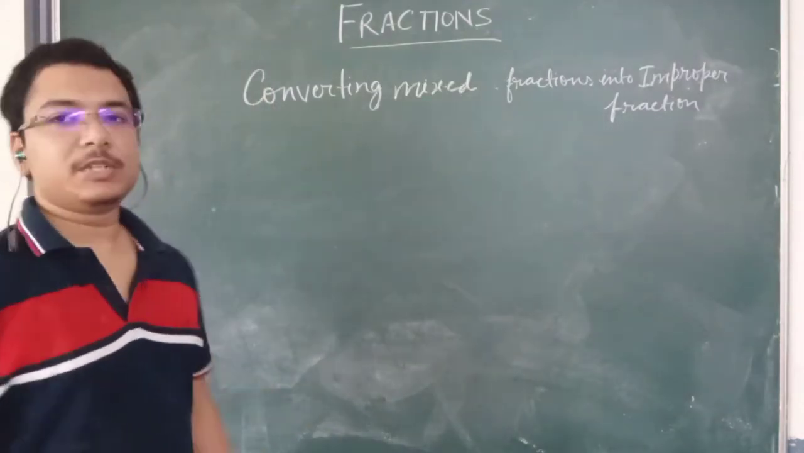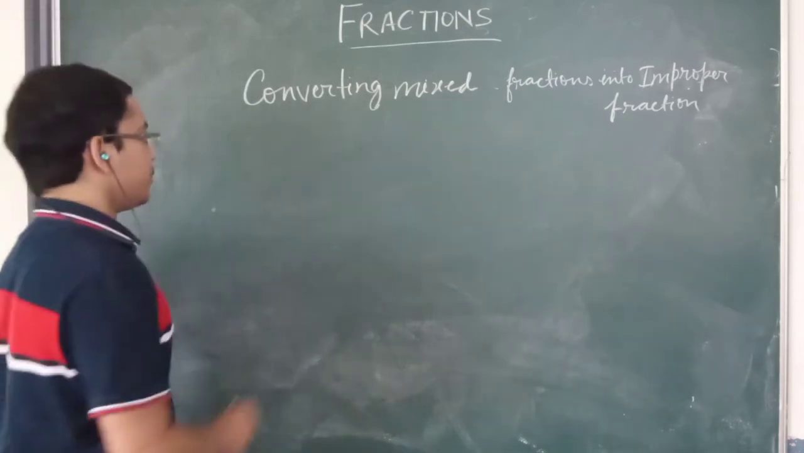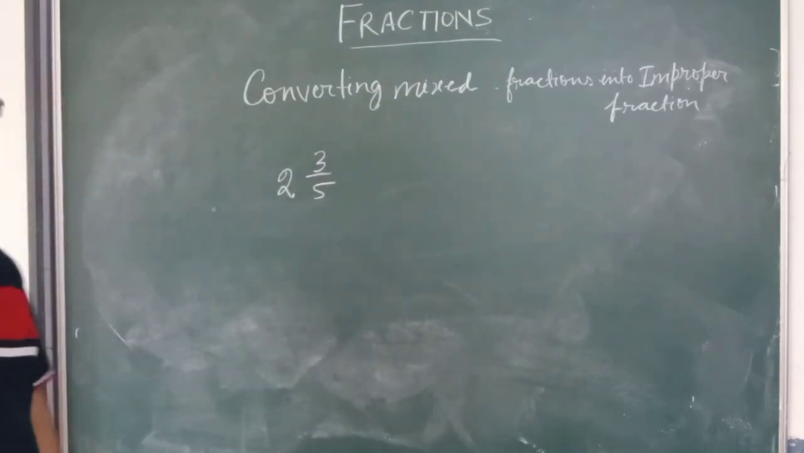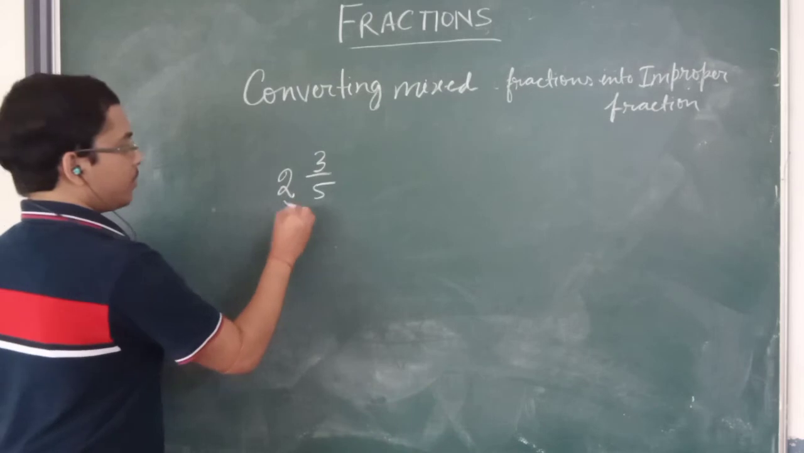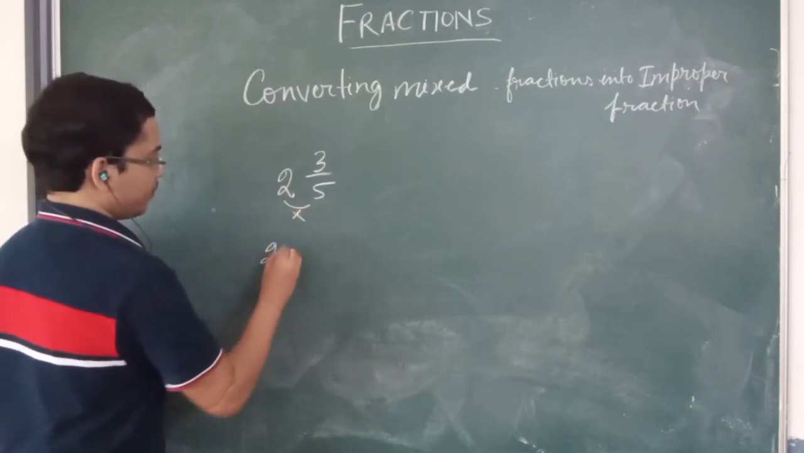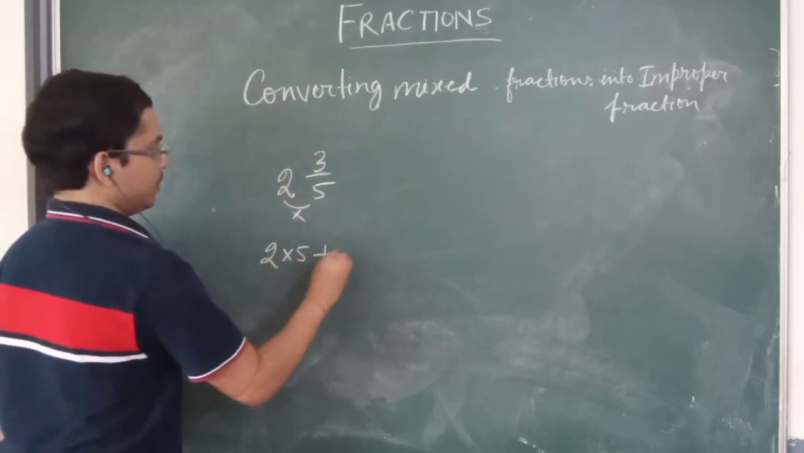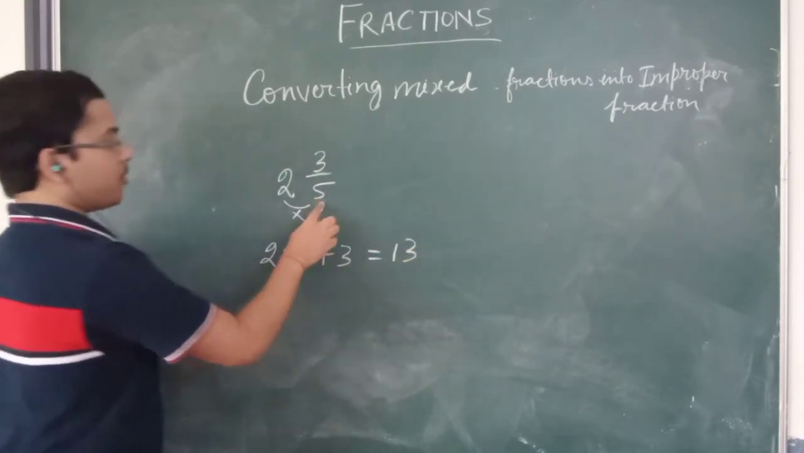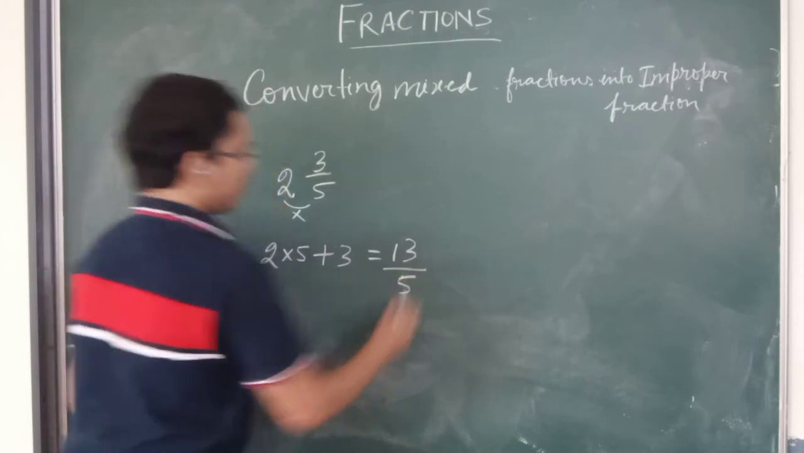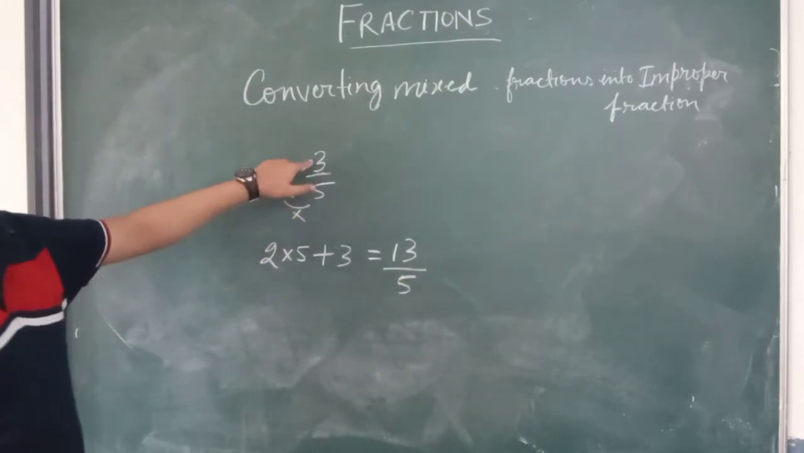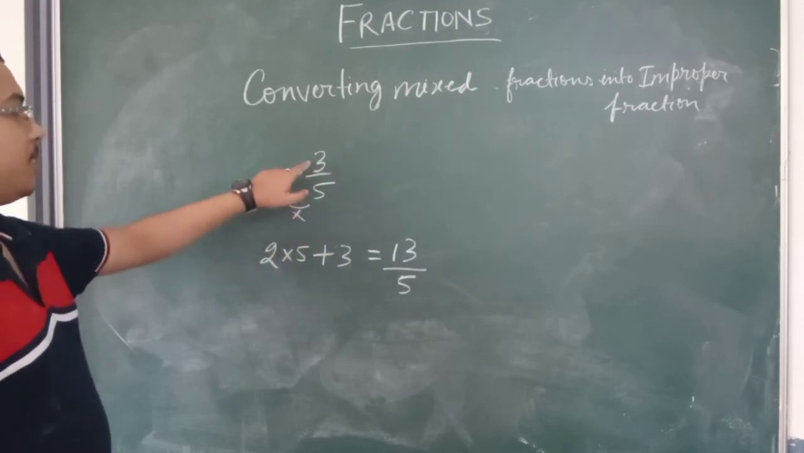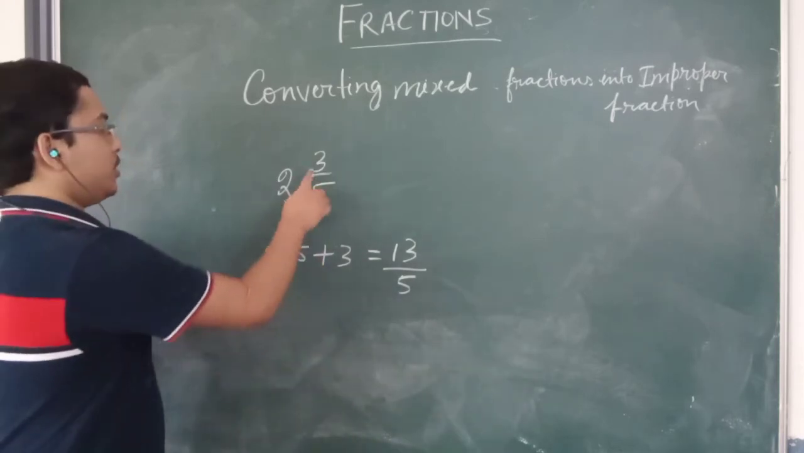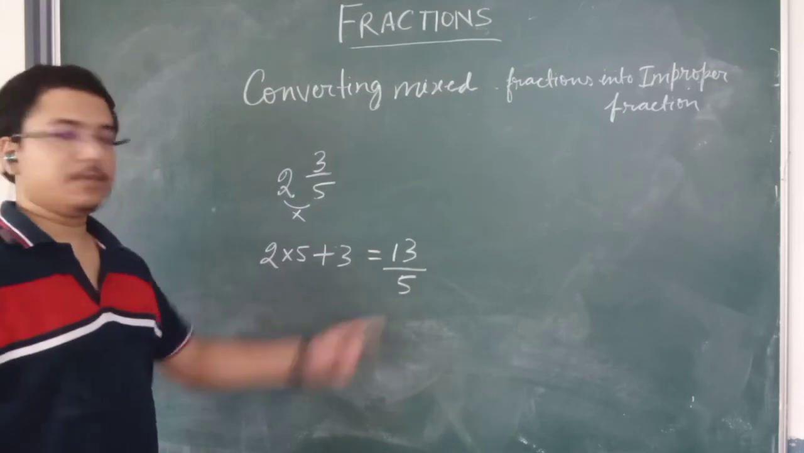Next, how to convert any mixed fraction into an improper fraction? Let us take one mixed fraction like 2 whole 3 by 5. So we will multiply this 2 into 5, and add 3. 5 into 2 is 10, 10 plus 3 is 13, and don't forget the denominator, that is 5. So multiply the whole number and add the numerator. 2 into 5 is 10 plus 3 is 13, divided by the denominator, that is 5. So 2 whole 3 by 5 in mixed form is 13 by 5 in improper form.